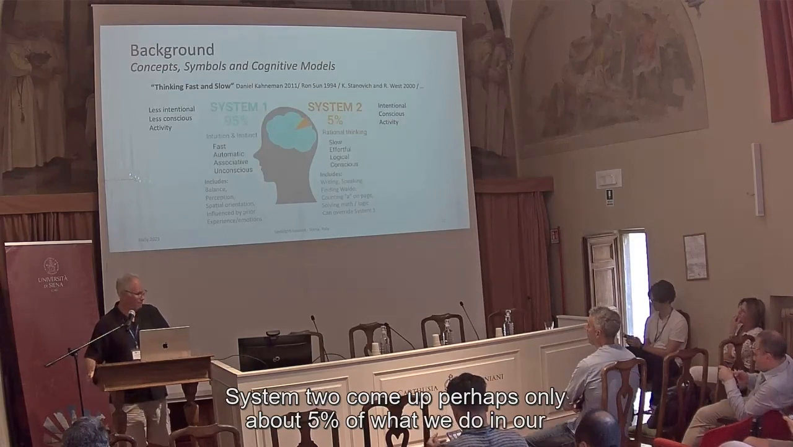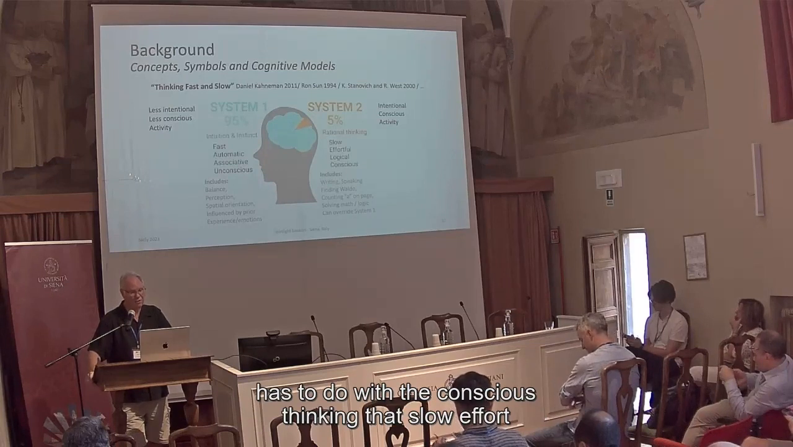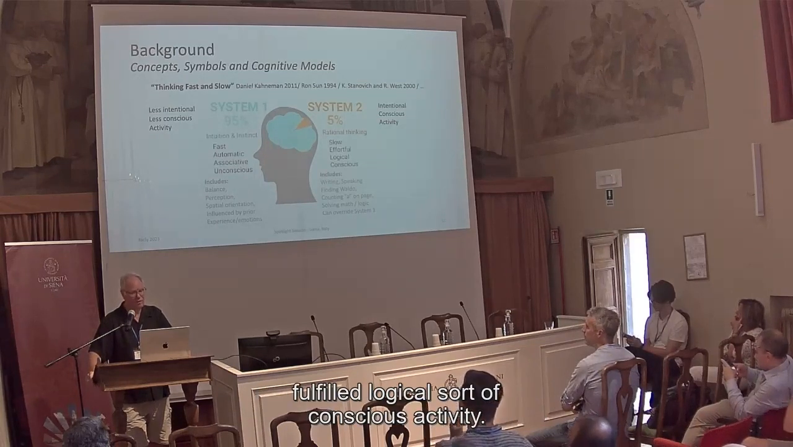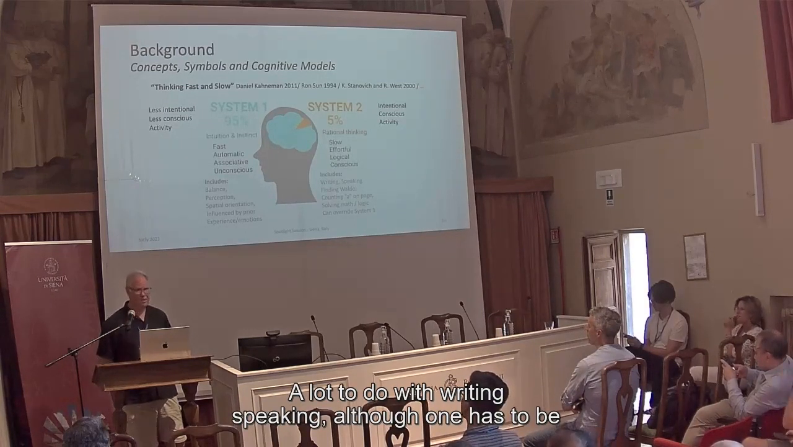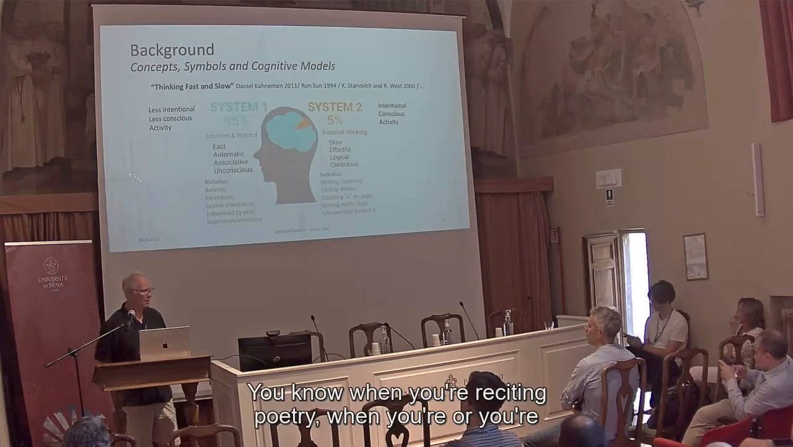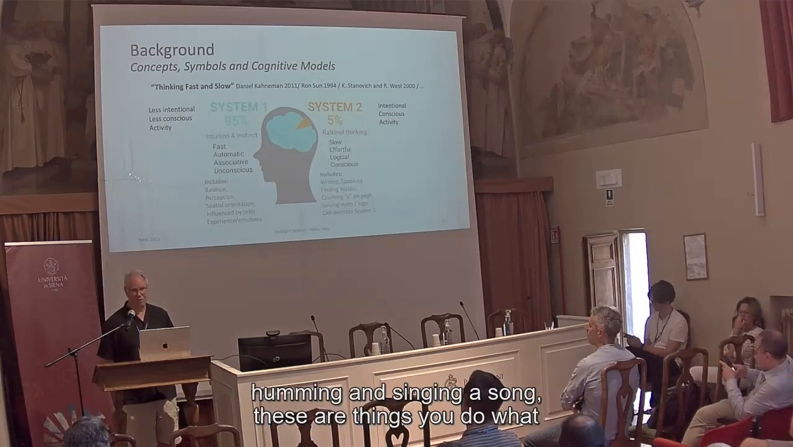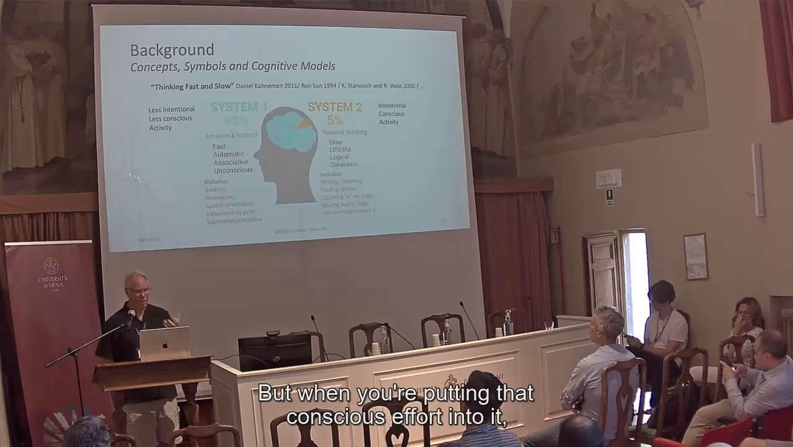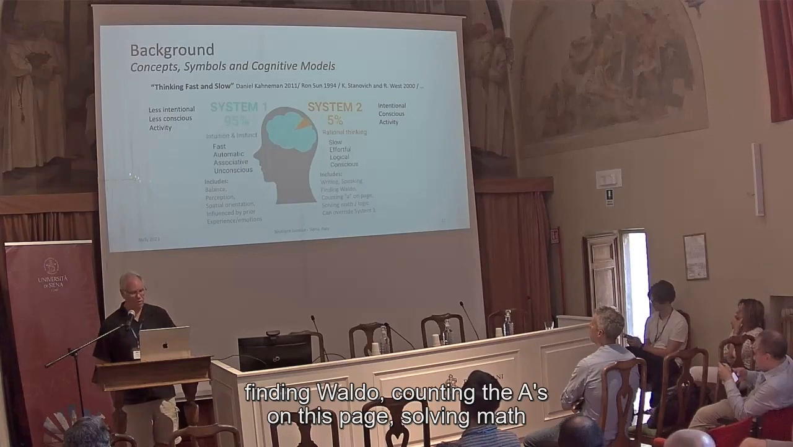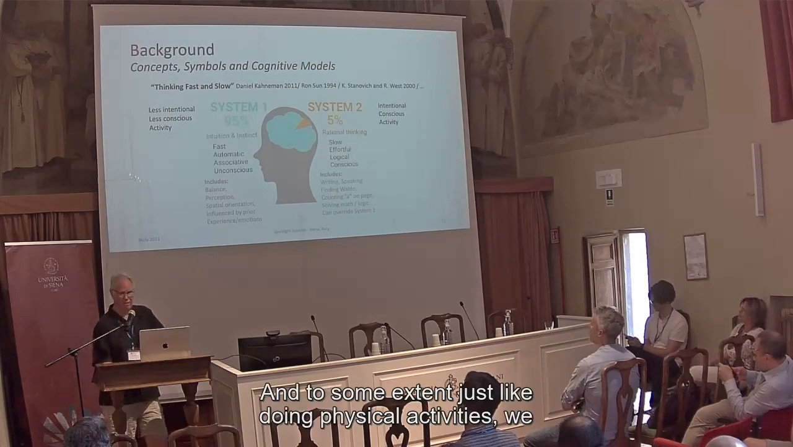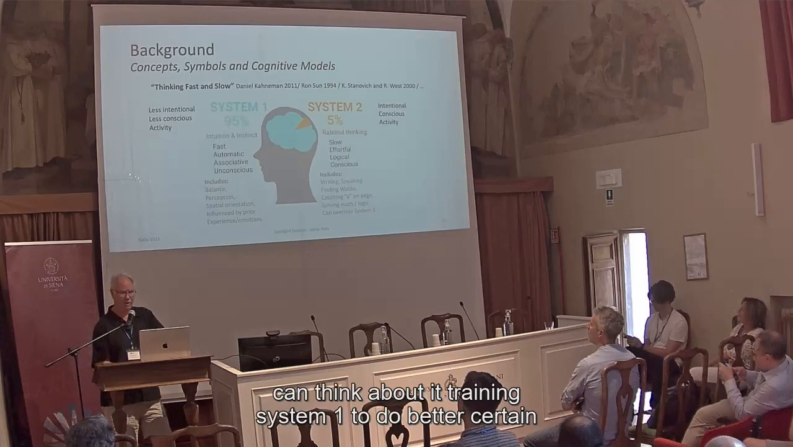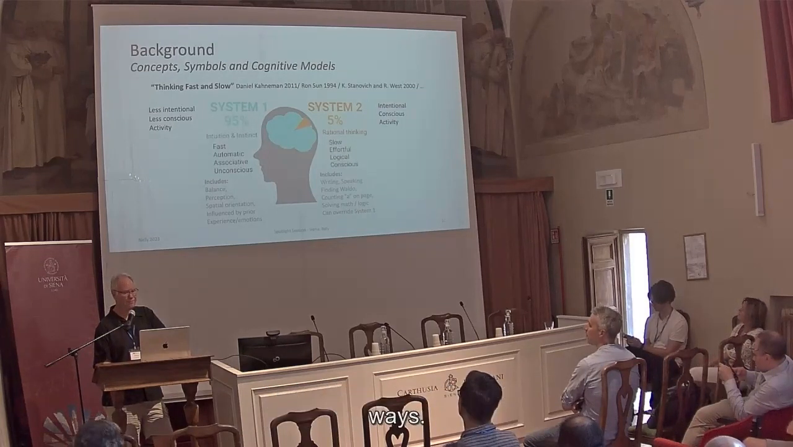System two, perhaps only about 5% of what we do, has to do with conscious thinking, that slow, effortful, logical sort of conscious activity. A lot to do with writing, speaking, although one has to be careful here. When you're reciting poetry, or humming and singing a song, these are things that you do somewhat automatically too, but when you're putting that conscious effort into it, finding Waldo, counting the A's on this page, solving math problems, et cetera, and most importantly, it has the ability to override system one, and to some extent, just like doing physical activities, we can think about it as training system one to do better in certain ways.